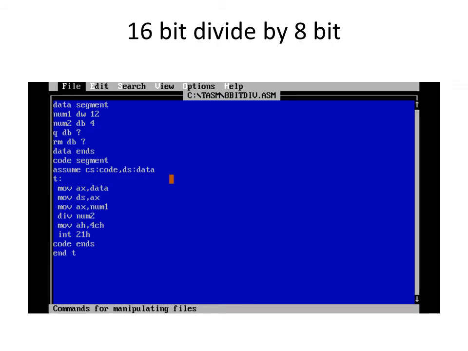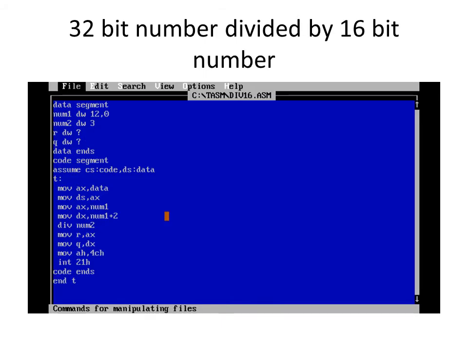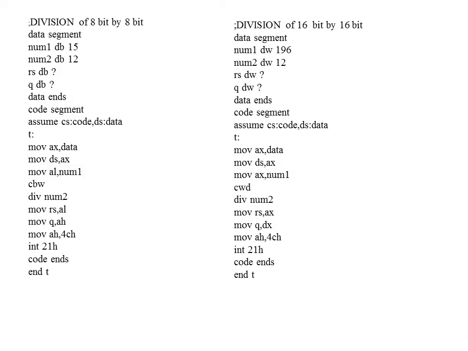As you can see the program, 32-bit divided by 16-bit. Then the next case is division of 8-bit number by 8-bit, which is asked in the experiment.